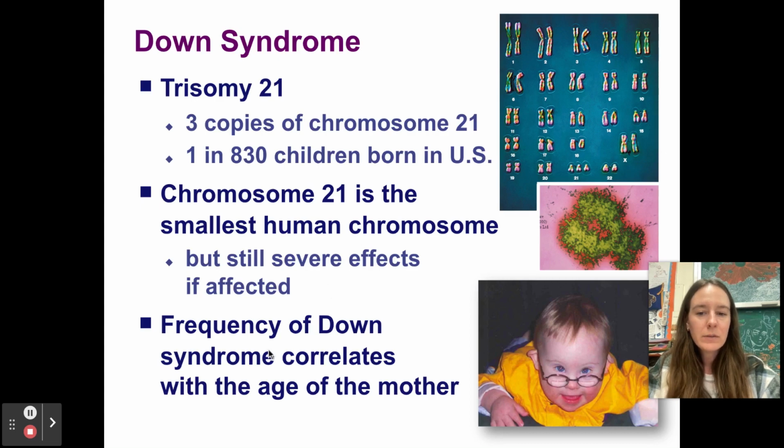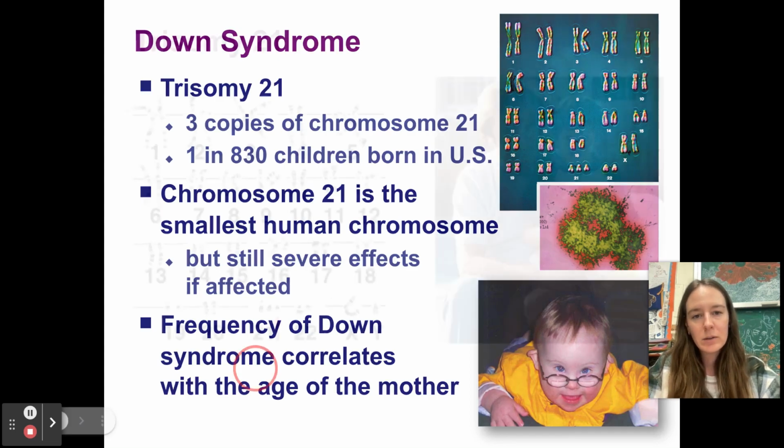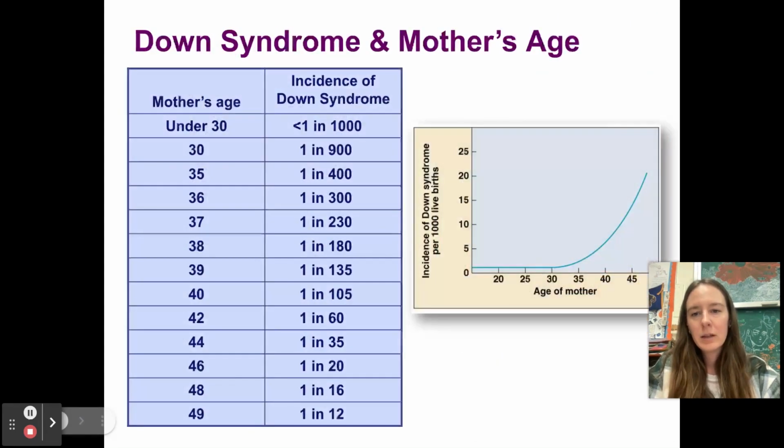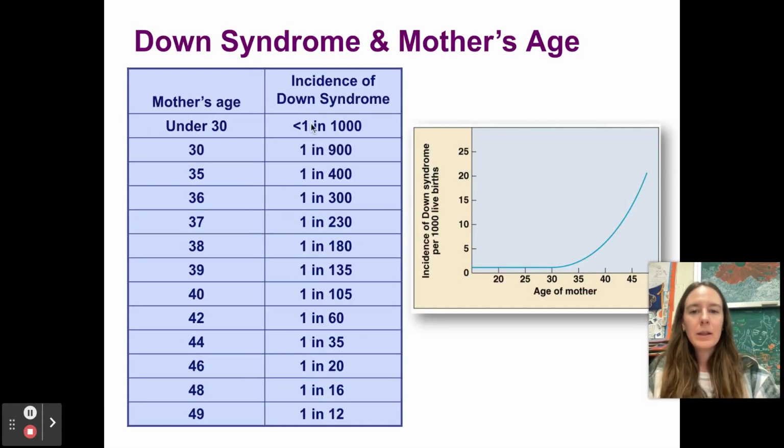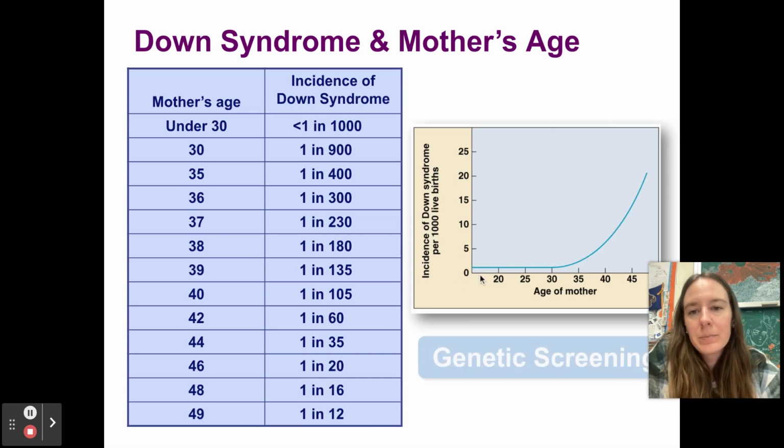And the frequency of Down syndrome correlates with the age of the mother. So if you look here at this chart, if the mother is under 30, then there's a 1 in 1,000 chance of having Down syndrome. But if the mother has the pregnancy at age 49, it's a 1 in 12 chance. So as the mother ages, you can see that the incidence of Down syndrome out of 1,000 births increases rapidly, kind of after age 35.